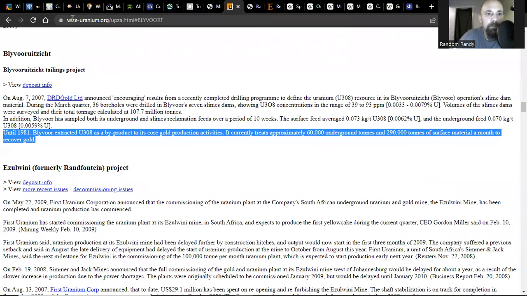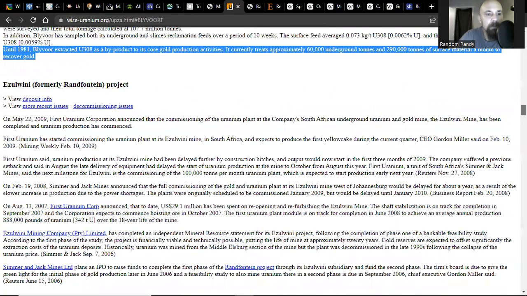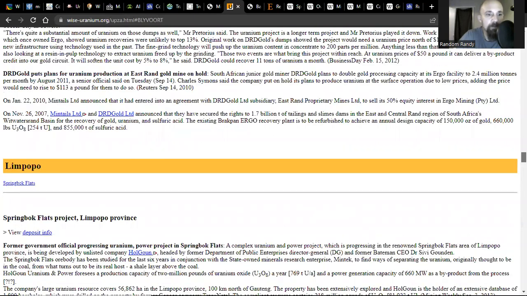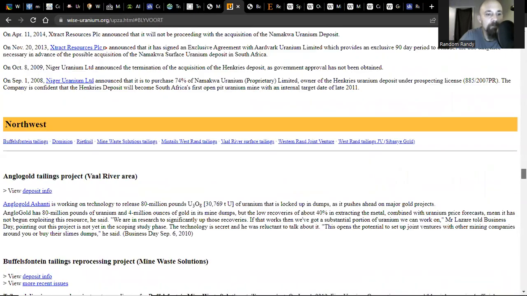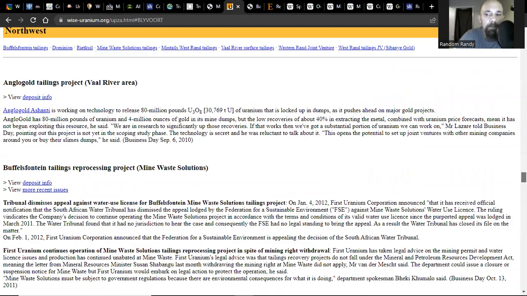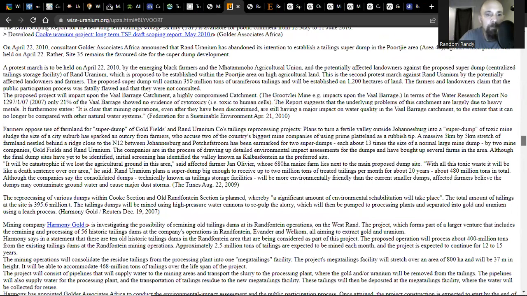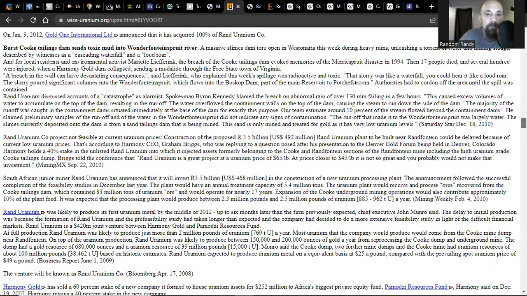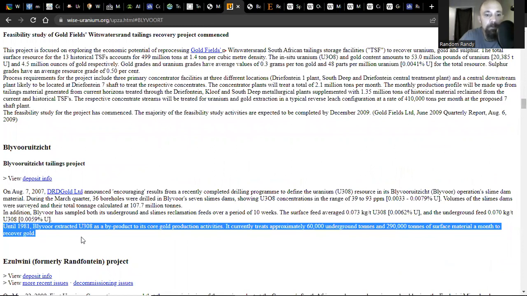Much like in this notation, it's stated that some of these companies, and it's a huge long list of companies, are doing this. Tailings projects, they're called, okay? Deposit projects, tailings projects. So they're going back into their previous mine waste. And there's tons of examples of this, okay? Until 1981, this company extracted U3O8 as a byproduct of its core gold production activities. Okay, so as they're extracting gold, this is a byproduct. When I say byproduct, this is what I mean.